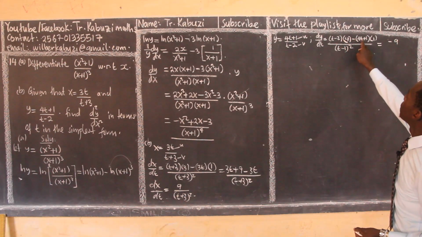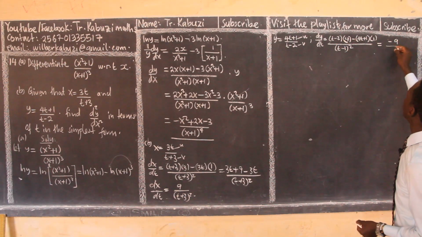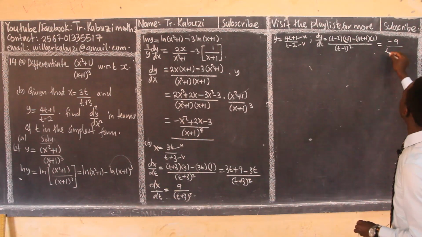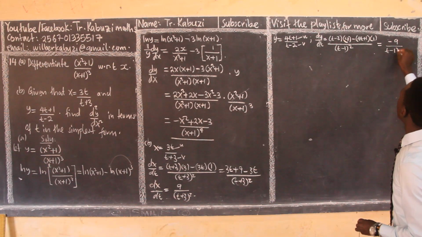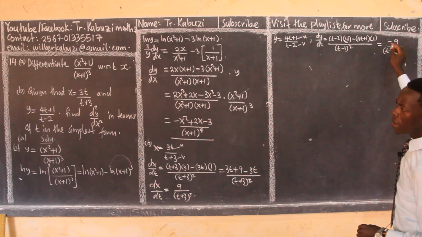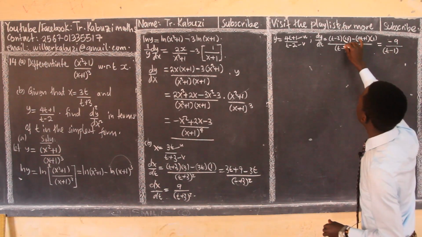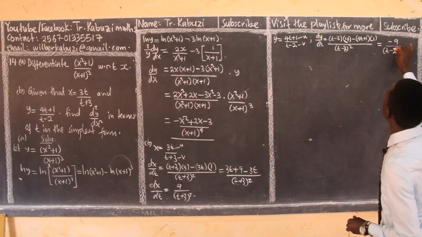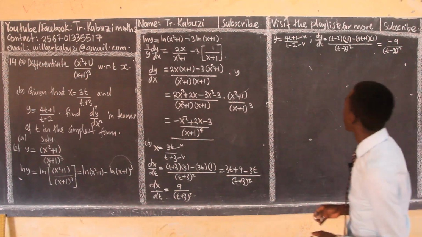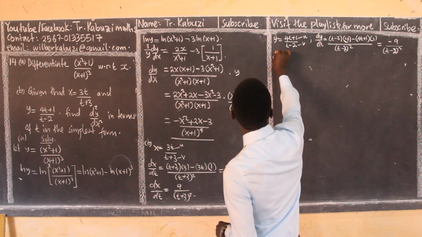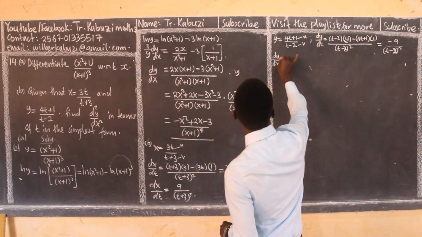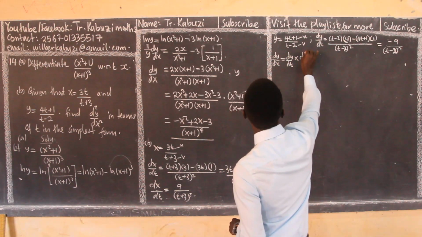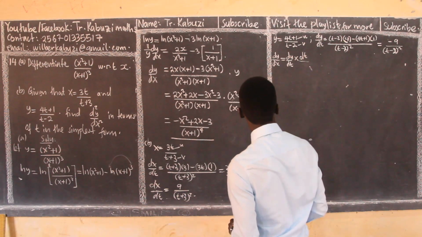This negative 8 minus 1, the whole over t minus 2, the whole squared. Now, if I want to get now my dy dx, I'll get dy dt times dt dx.